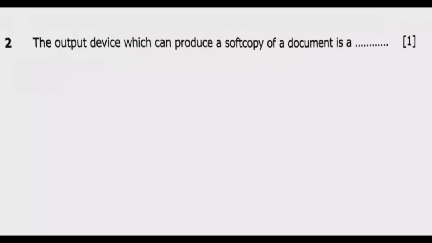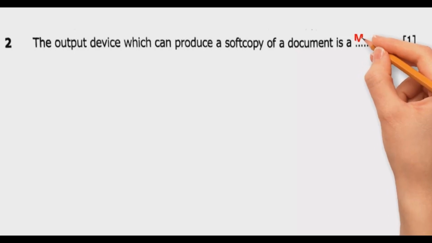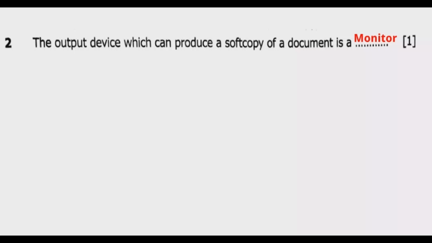Question 2 is as follows. The output device which can produce a soft copy of a document is a dash. Okay, so the correct answer here is monitor. That's the first one. A monitor will help you to produce a soft copy document. You'll be able to see it.